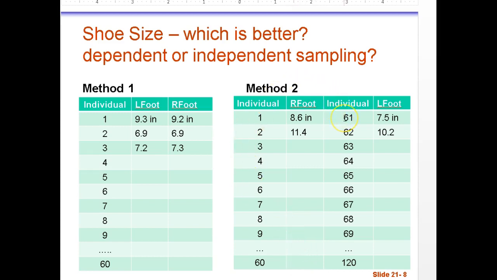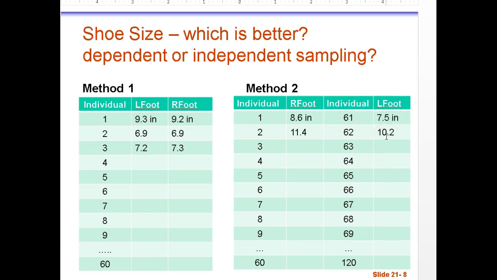Then I go and pick a different 60 people, and I've just listed them here numerically, so individual 61 down to individual number 120. Again, these 60 people have been chosen at random, and we will measure their left foot.